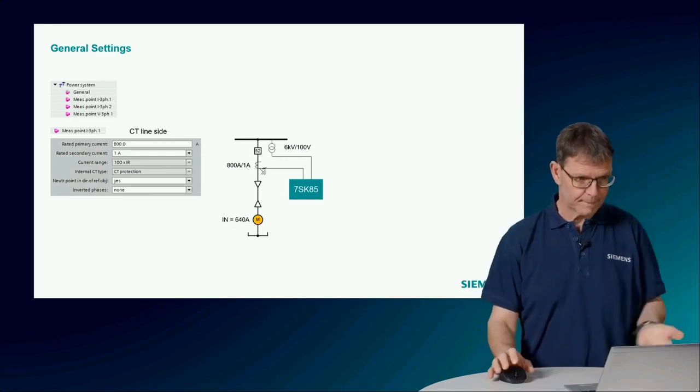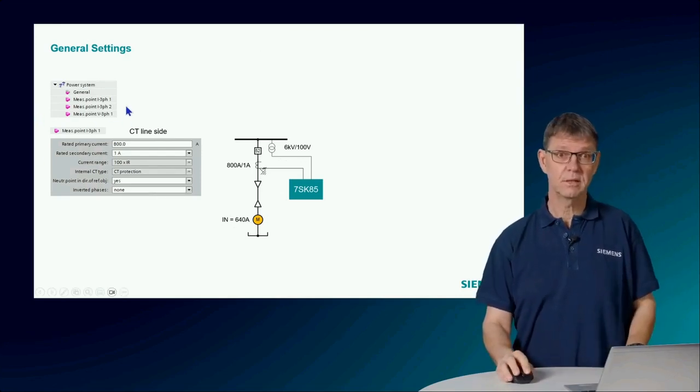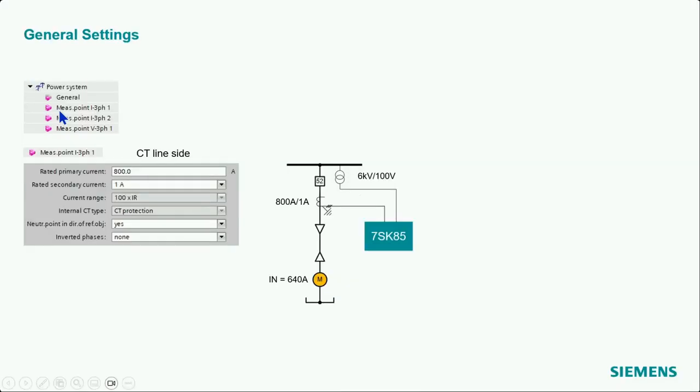Good. So under the power system, we have then so-called measuring points for the currents and for the voltages. And here we enter the data of the current and voltage transformer. So here for the current transformer, 800 to 1 amp, and the direction of the start point of the current transformer, called neutral point, in direction of reference object. So what we see here, the start point of these three current transformers go towards the motor, and this is then the orientation for any direction related function if we need that later.